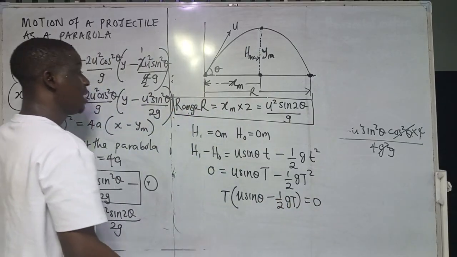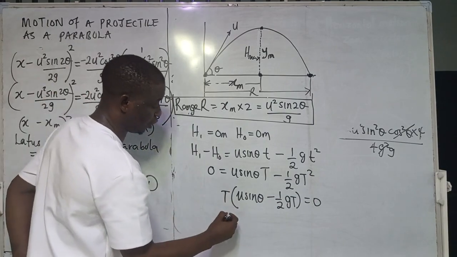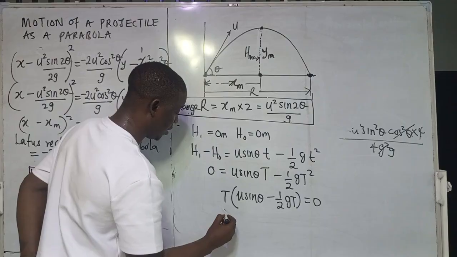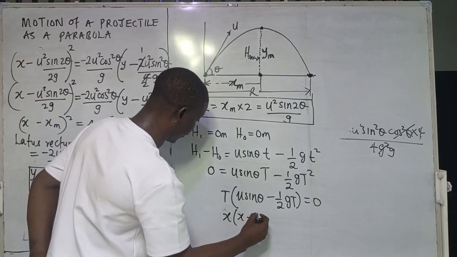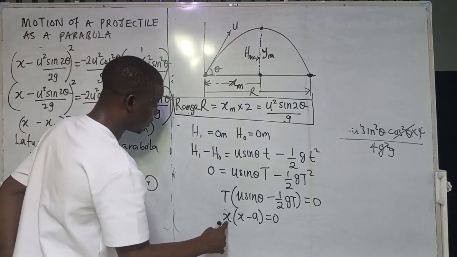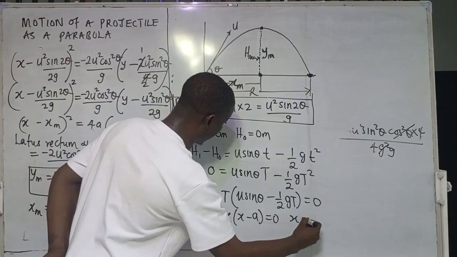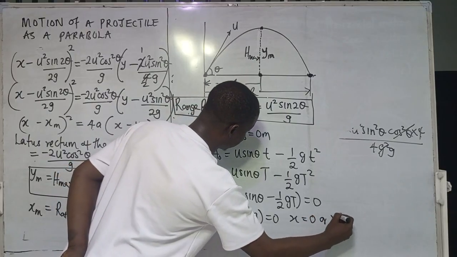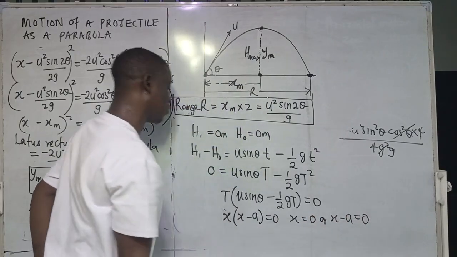If you have this kind of question, let's say you have S into bracket S minus A equal to 0. For example, in mathematics, S will be 0, you say S equal to 0, or S minus A equal to 0. That's how you solve it.